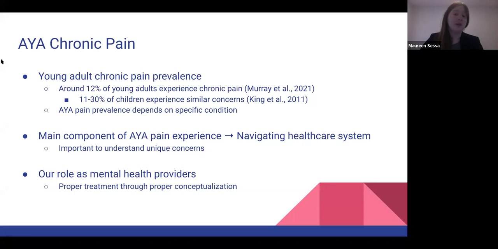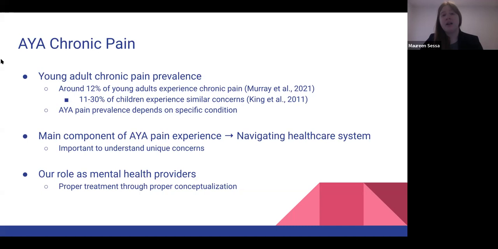They might have varied experiences with their healthcare providers. They might have had no experience with chronic pain management at all. So we have a lot of different experiences coming into our office with these young folks. I would say that one theme you're going to notice as we go across our presentation is that a main component with an adolescent and young adult navigating their pain experience is going through the healthcare system and what that even looks like. Transitioning from a pediatric care system to adult-based work has a variety of different challenges.